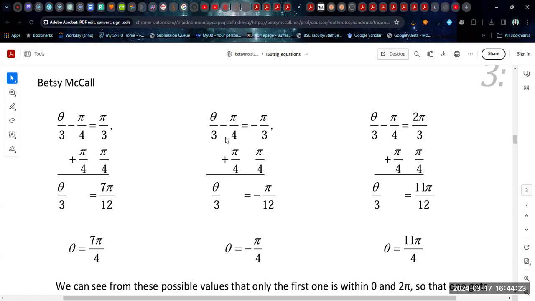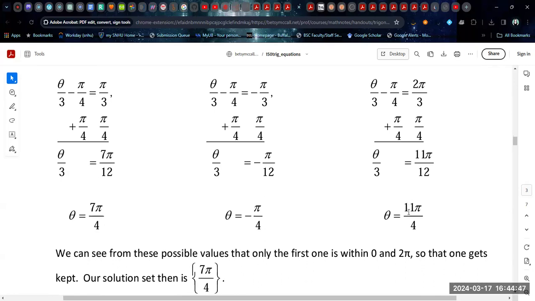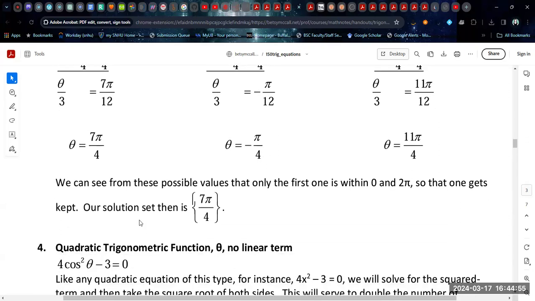Here, I'm going to do the same thing. I set my expression inside my trig function equal to my other solution. I add my pi over 4. I multiply by 3. This is not inside the range of possible solutions, so I don't need it. If I do this with any other examples, I'm going to find that they actually fall outside the range of 0 to 2 pi, and so I don't actually need those values. I have just the one solution, 7 pi over 4.